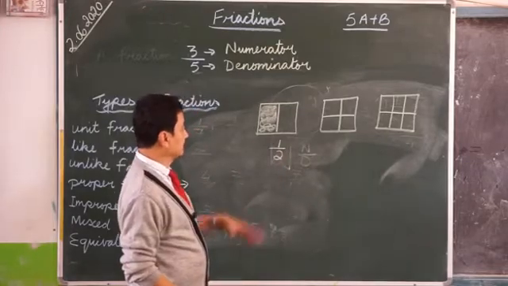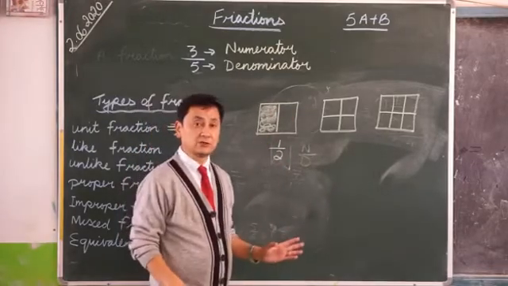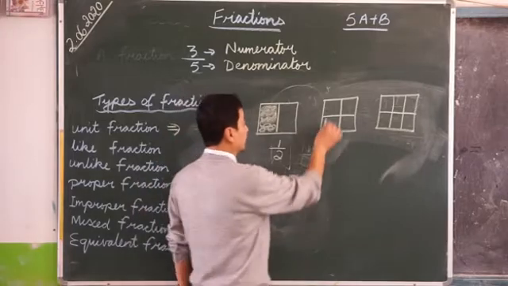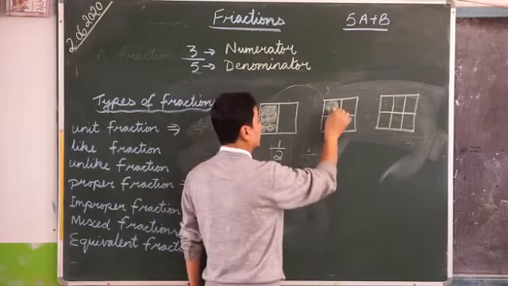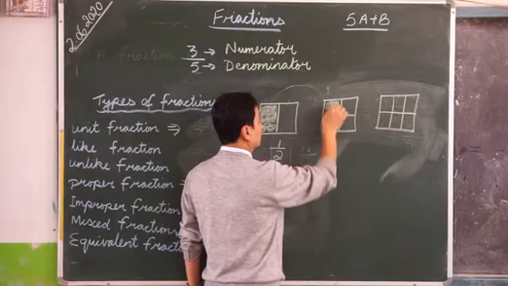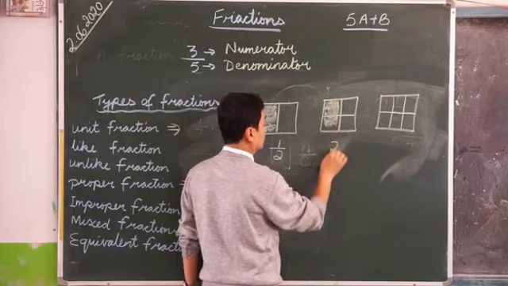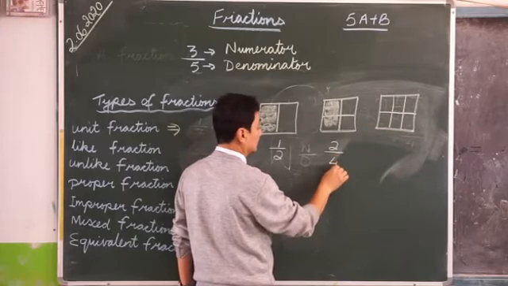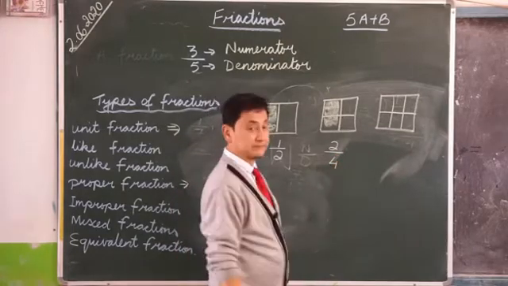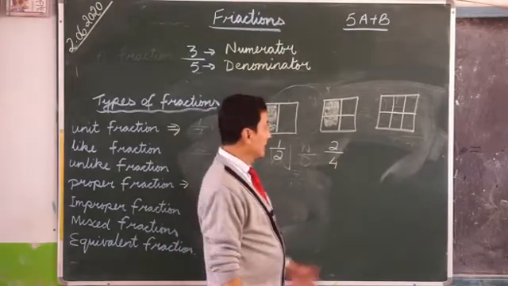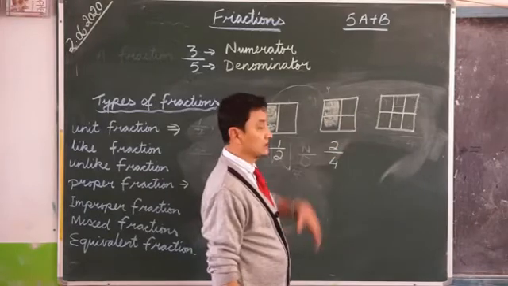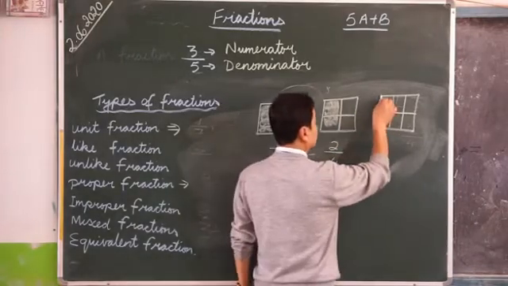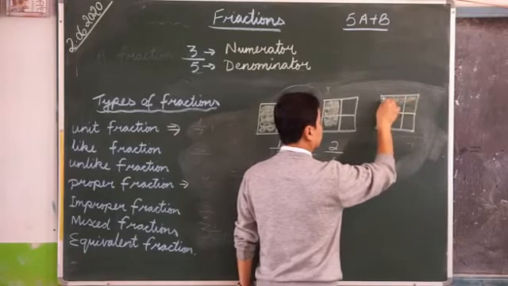Now again, this cake has been cut into how many parts? 4. You get 2 pieces. 2 pieces. Out of how many pieces? 4 pieces. Now the same cake is cut and it has been divided into 6 pieces and you get 3 pieces.